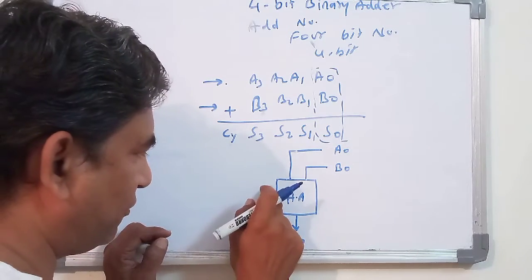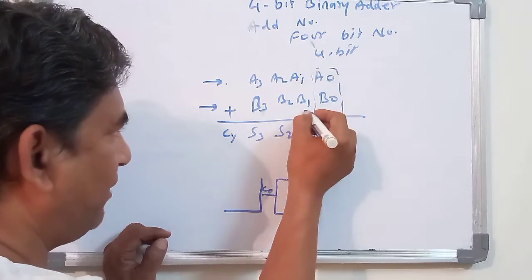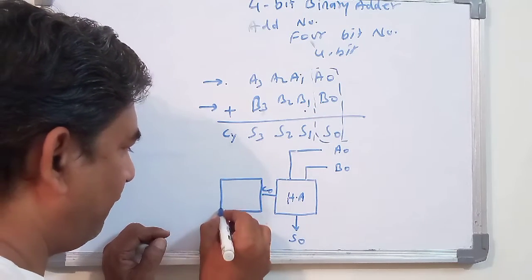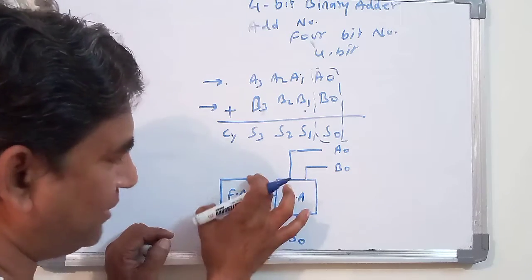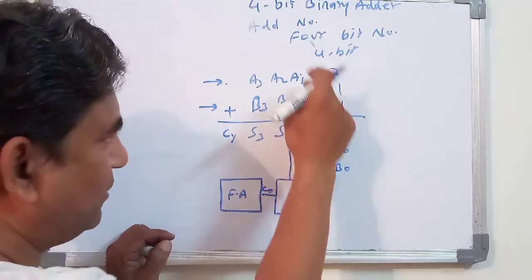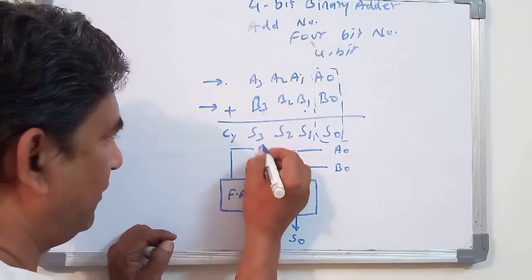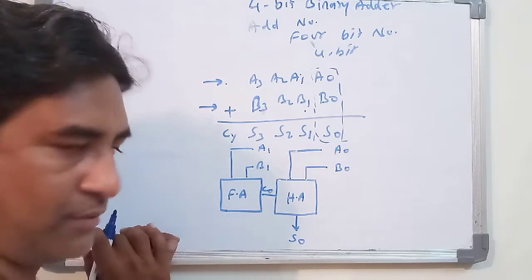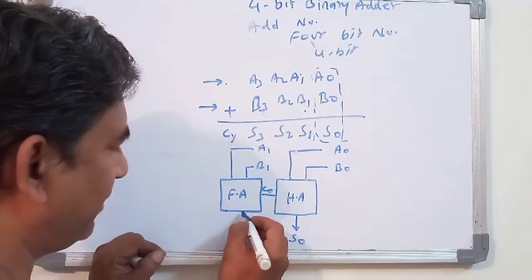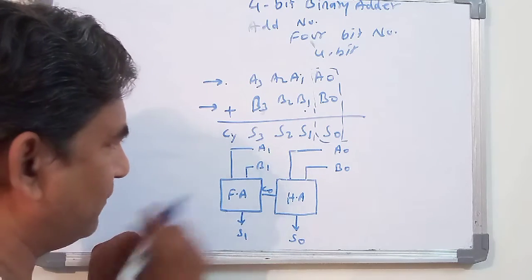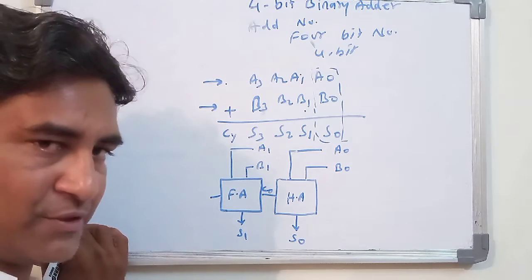Okay, so the carry is generated, and this carry gets connected with A1 and B1. So it is a full adder. For this full adder you again require two numbers, so A1 and B1 are marked like this. Okay, students. Again, the carry is generated and the sum occurs. So here you will get S1, and the carry is generated after the first bit.